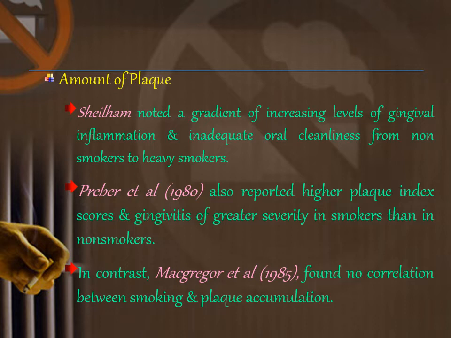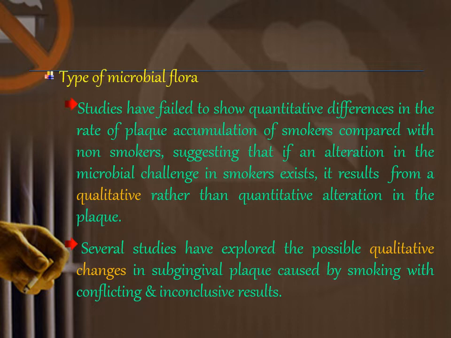Now, the amount of plaque. Shelham noted a gradient of increasing level of gingival inflammation and inadequate oral cleanliness from non-smokers to heavy smokers. Preber et al. in 1990 also reported higher plaque index scores and gingivitis of greater severity in smokers than in non-smokers. In contrast, McGregor in 1985 found no correlation between smoking and plaque accumulation.